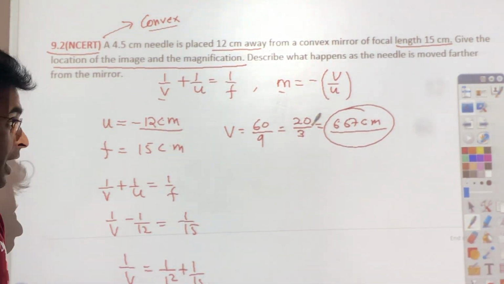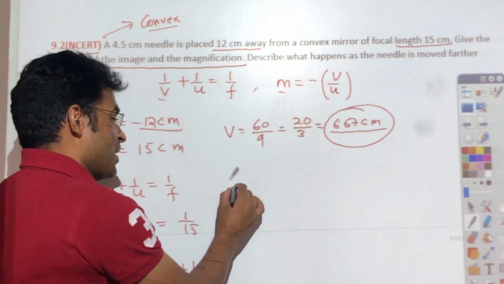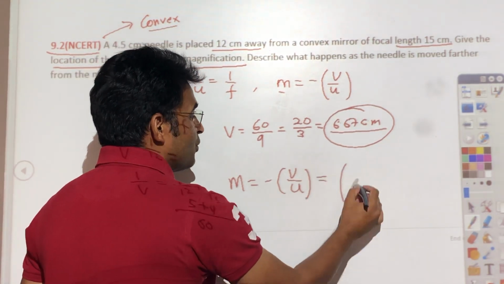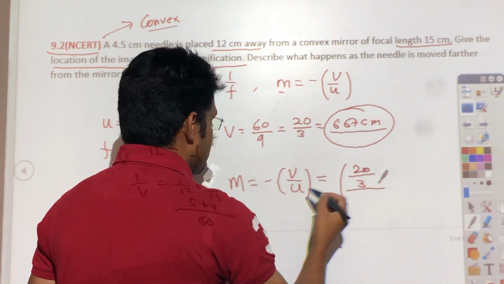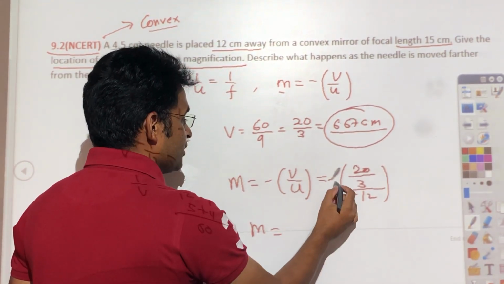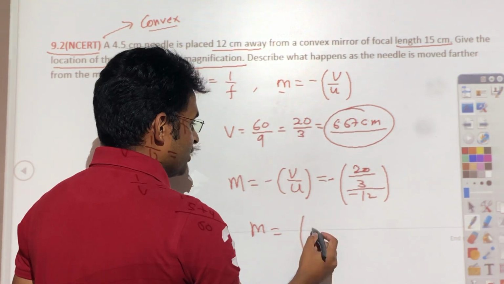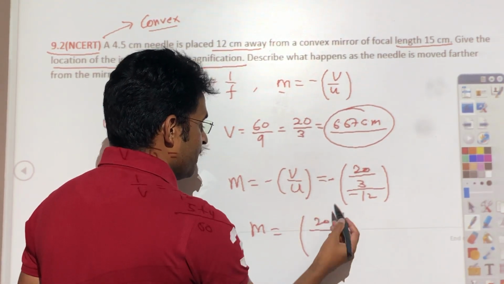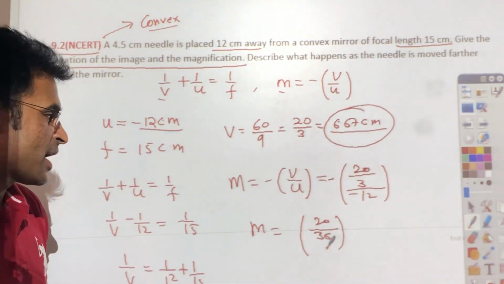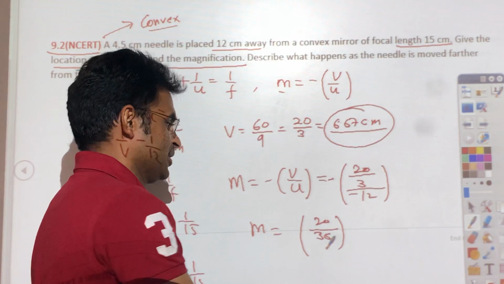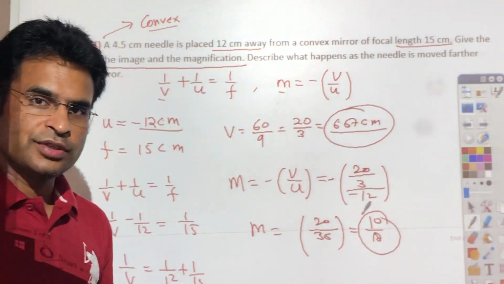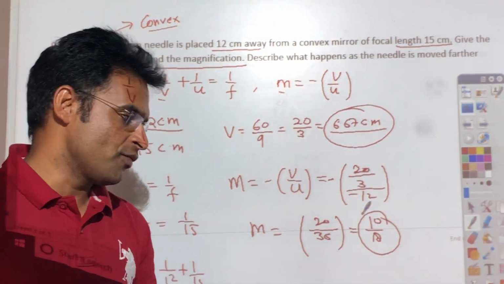Now they are asking for magnification. Magnification is equal to minus v divided by u. v is 20 divided by 3, positive, and u is minus 12. The outside sign is minus and u is minus, so minus becomes plus, and the magnification becomes 20 divided by 36. So this is the magnification of this image, 20 divided by 36, which is 10 divided by 18. You can calculate this magnification. So guys, these are two questions from NCERT, 9.1 and 9.2.